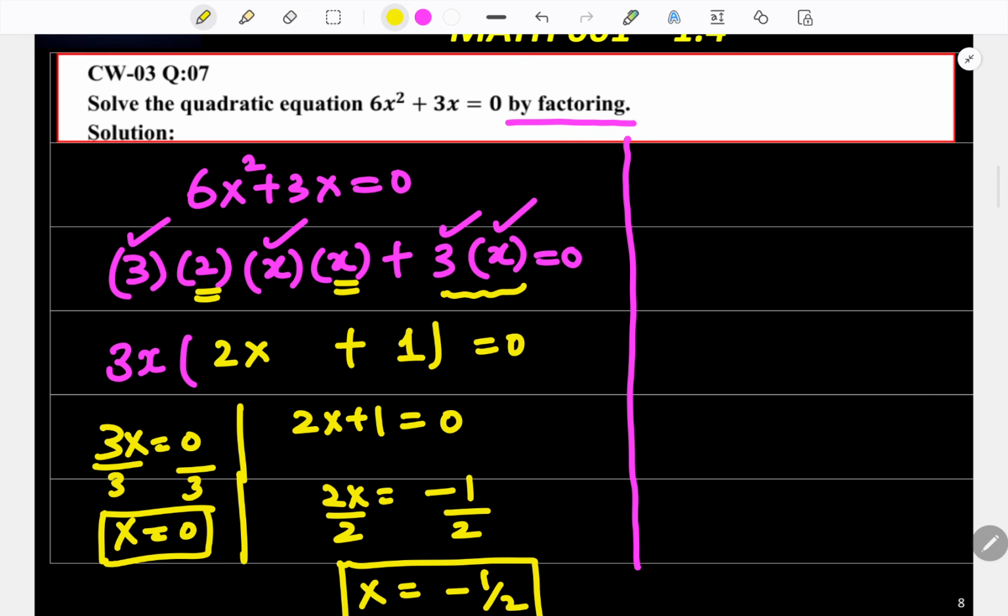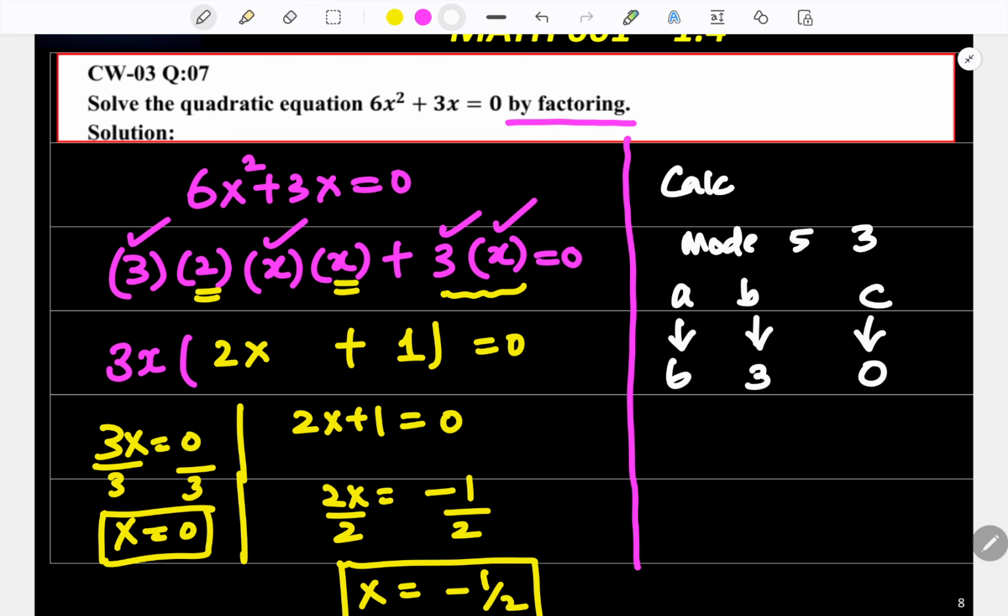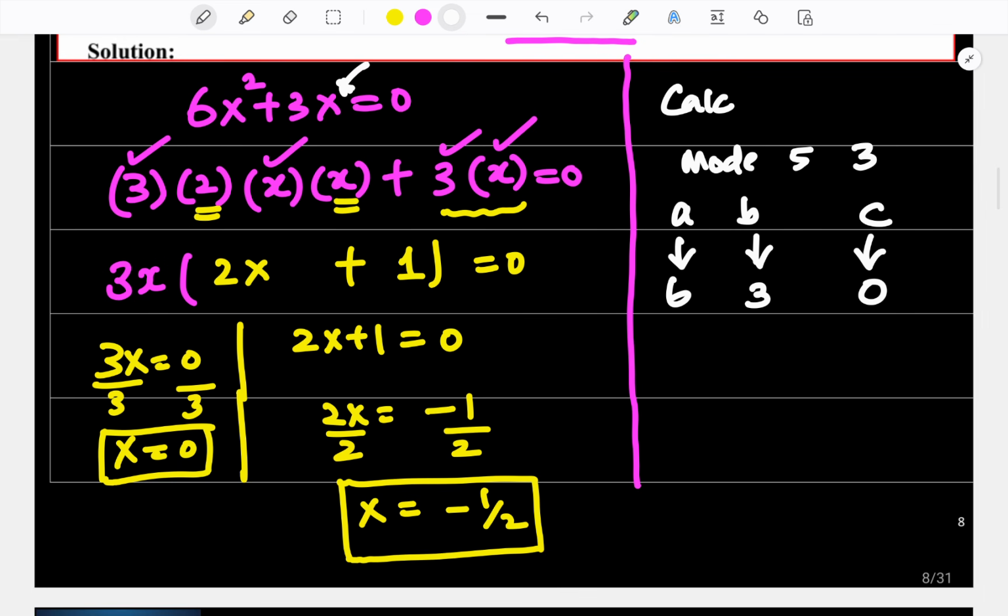No teacher, I will make mistakes in doing by common factors. How can I get the answer in a simple way? The simple way is you can go to the calculator, right? Use mode 5, 3. It will ask you A, B, C. What's your A? 6. What's your B? 3. What's your C? 0. How 0, teacher? There is no number here. Keep in your mind. So if you give it in the calculator, what will you get? What answer will you get? Can you tell me?